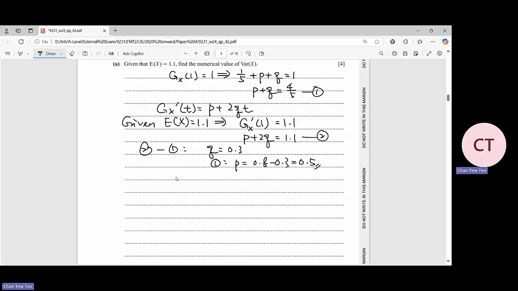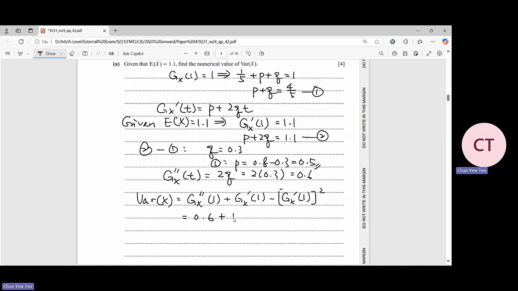Now we just need to put in the G double prime here. G double prime is actually 2q, which is 2 multiplied by 0.3, equal to 0.6. Then the variance is G double prime of 1 plus G prime of 1 minus G prime of 1 squared. This one we have found is 0.6, this one is 1.1, minus 1.1 squared. Just press the calculator and you get the answer as 0.49. That is how you get the answer for part a.